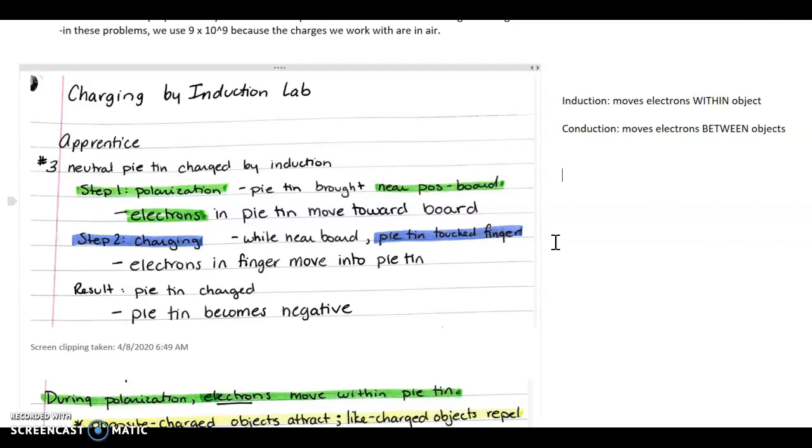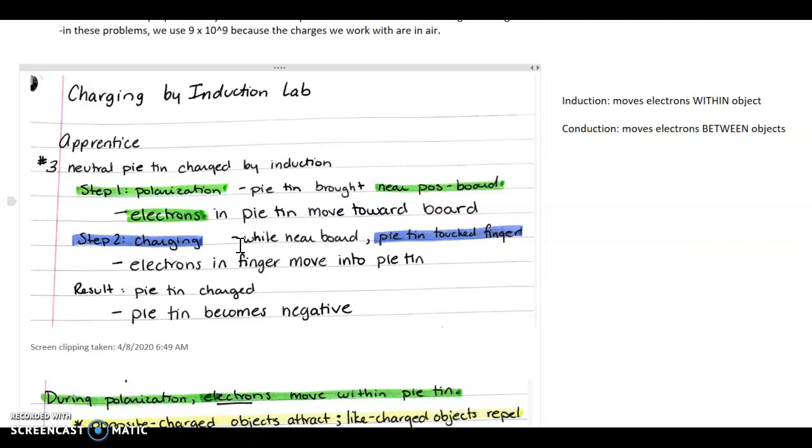So now this first set of notes here, I just broke down everything into its different steps. This was where we had a neutral pie tin charged by induction. Step 1 was the polarization. It was near the positive board. The electrons in the pie tin moved toward the board. They were attracted to the opposite charge, the positive, on the board, which when we say the board is positively charged, it means that basically it has a deficit of electrons.